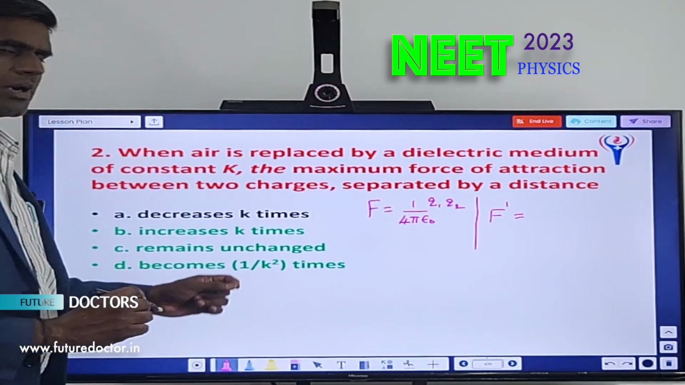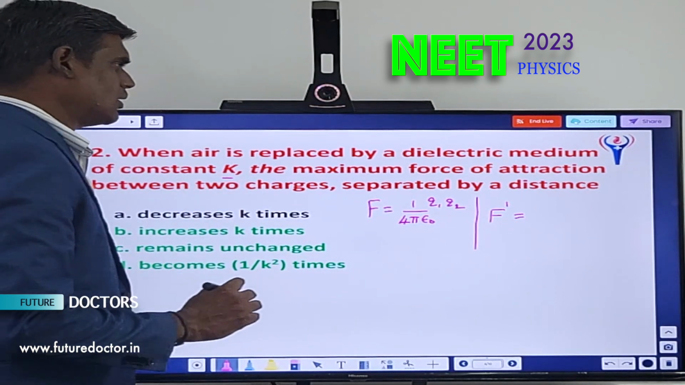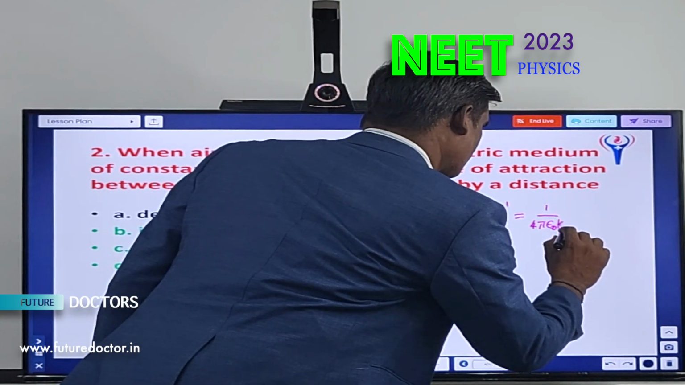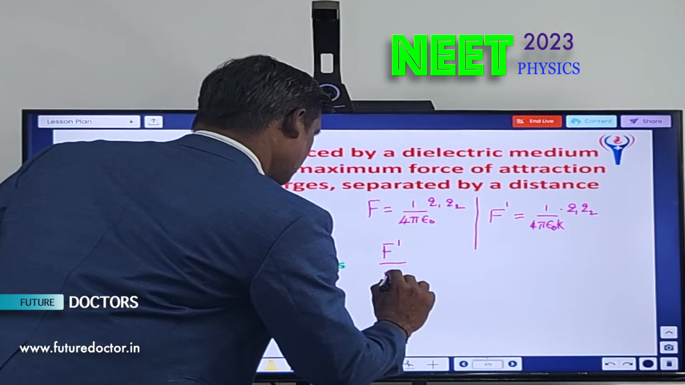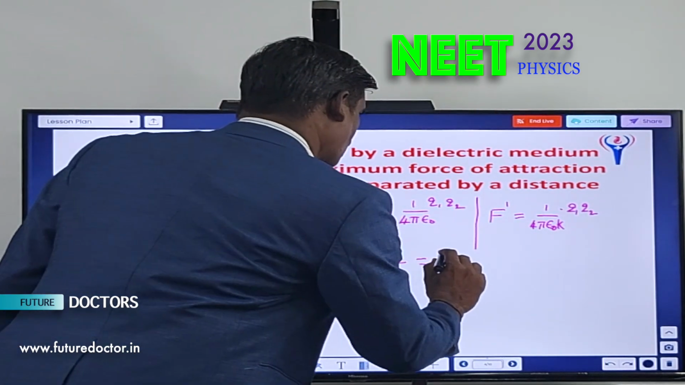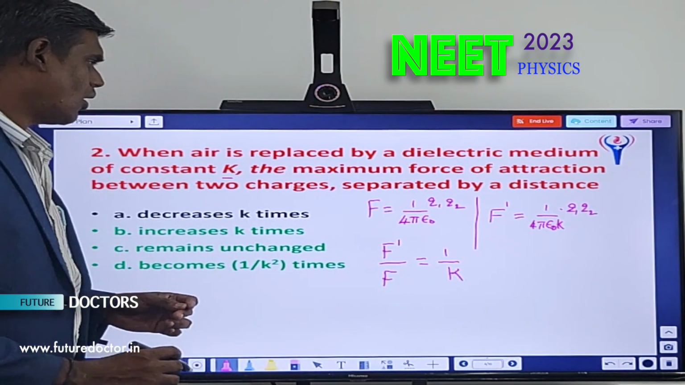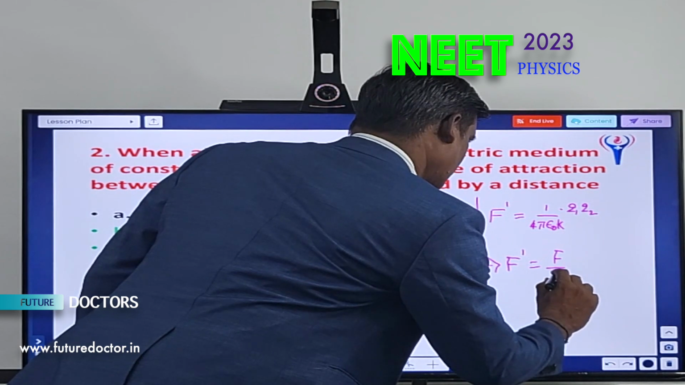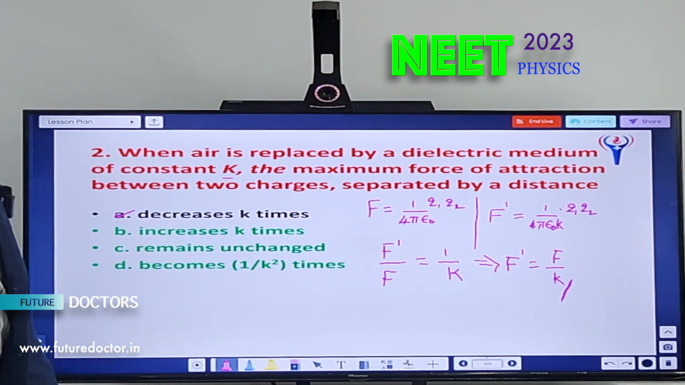F dash equal to 1 by 4 pi epsilon naught, but instead of that, K is given. So we will use 1 by 4 pi epsilon naught K into Q1 into Q2. Then F dash by F equal to Q1, Q2, 4 pi epsilon getting cancelled. Then we will get 1 by K. That is F dash by F equal to 1 by K, or F dash equal to F by K. K is in denominator. Therefore it decreases K times. Option A is the correct answer.